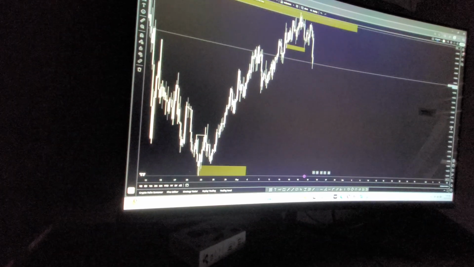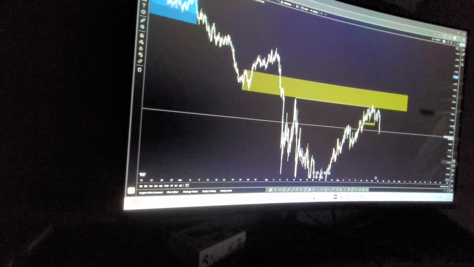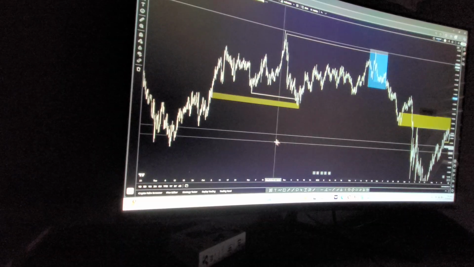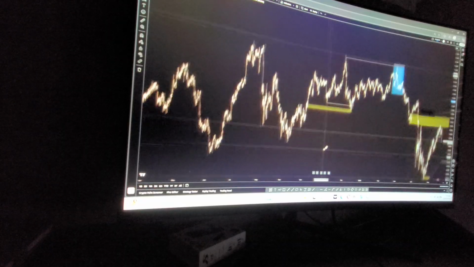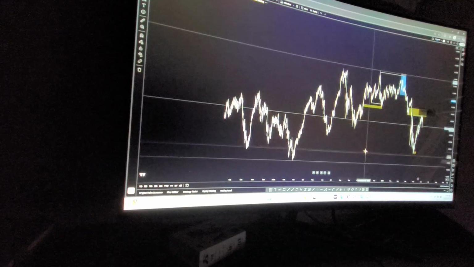So now we'll be talking about liquidity. What do we mean by liquidity? Liquidity can simply be defined as money. Everywhere you look in the market, there's liquidity. There's liquidity in every high and in every low. So liquidity is money, and you have to know where money is kept in the market.